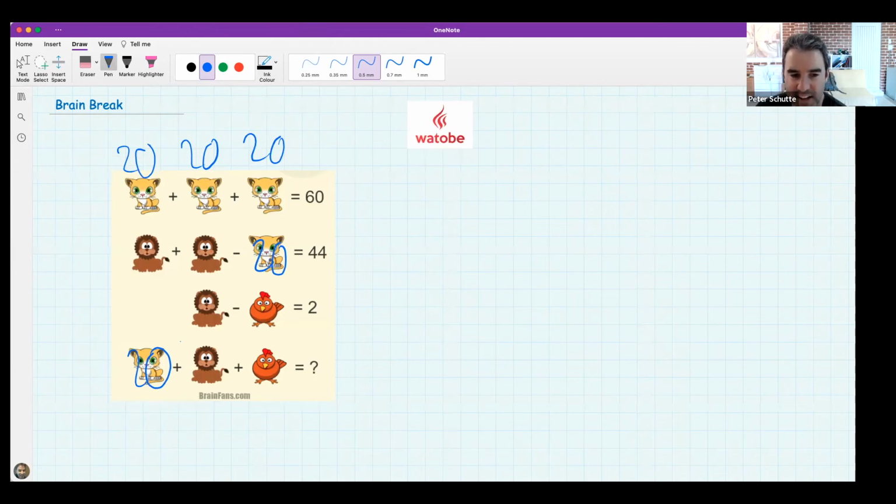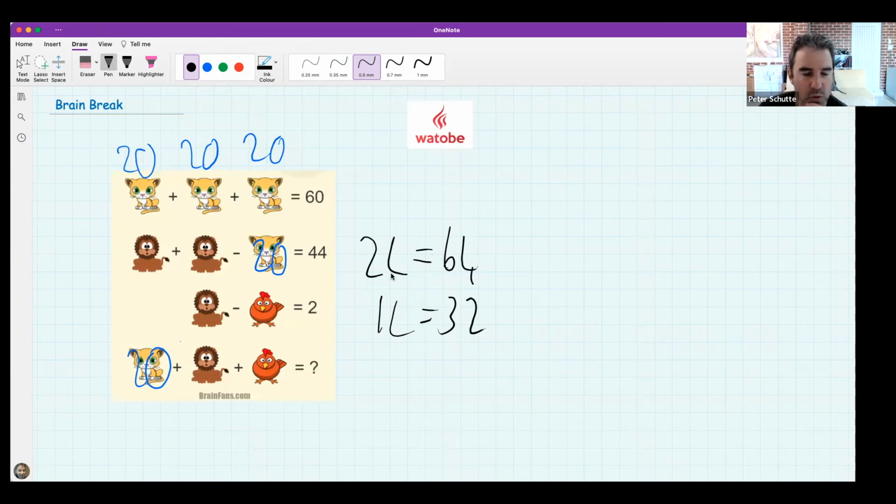Careful, guys, because 2 lions have to be a lot more than 44. In fact, I was thinking, what would we normally do with an equation? An equation would say add 20 to both sides. Okay, people are throwing in their answers. Get your answer in if you've got it. I was thinking 2 lions, I'll just say 2 lions is the same as 64. And if 2 lions is the same as 64, 1 lion must be 32. So everyone agrees with the lion being 32.